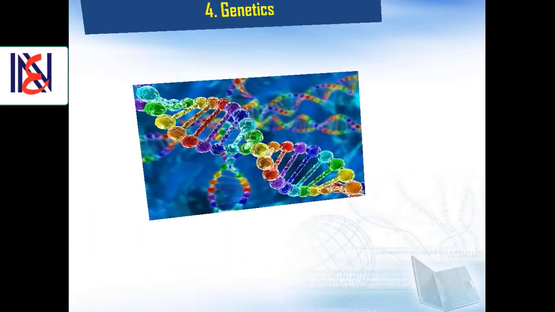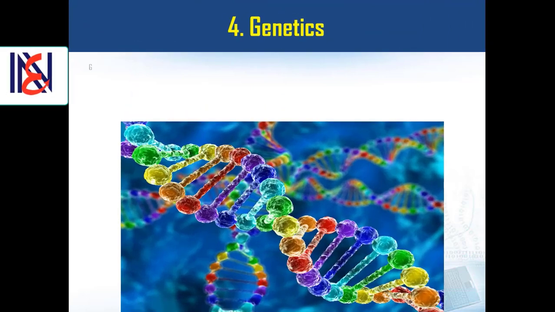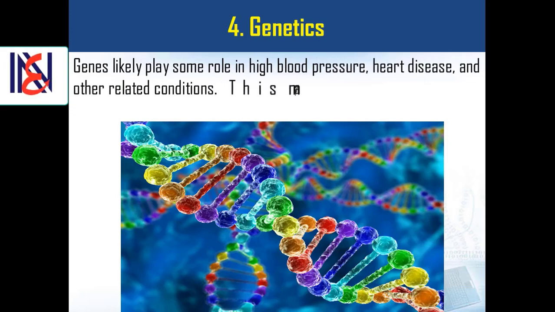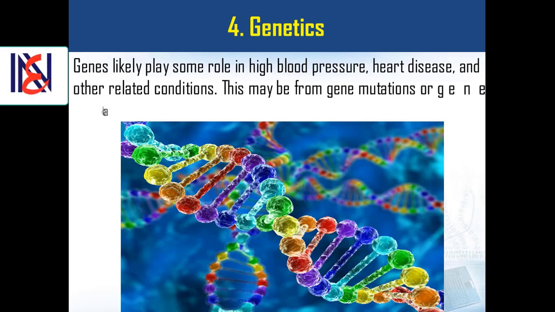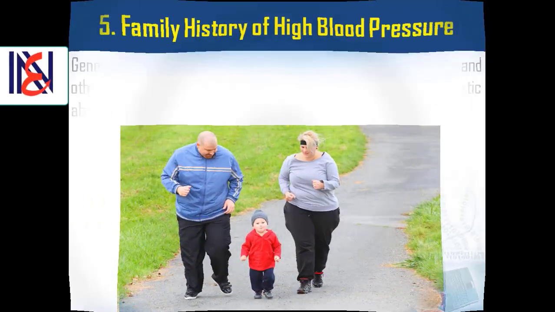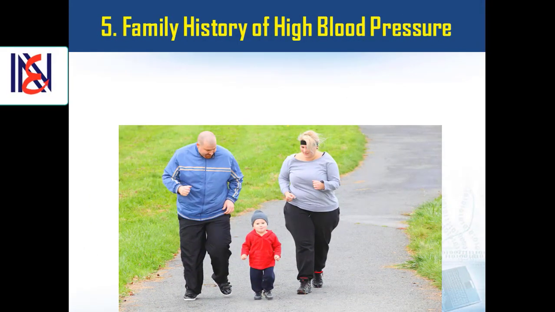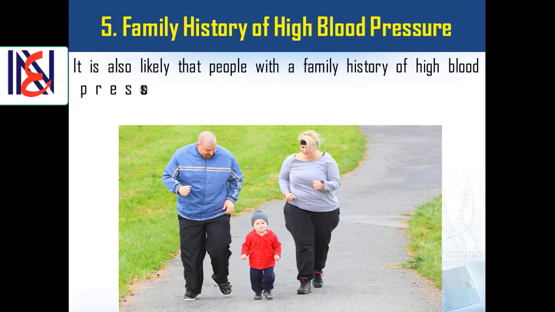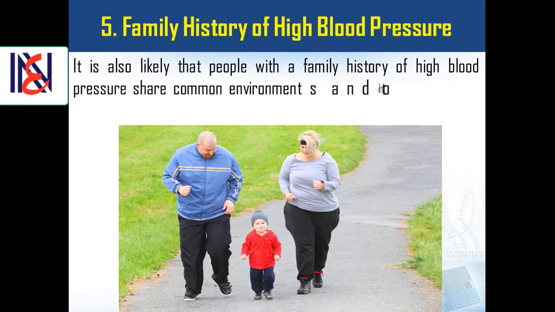4. Genetics. Genes likely play some role in high blood pressure, heart disease, and other related conditions. This may be from gene mutations or genetic abnormalities inherited from your parents. 5. Family history of high blood pressure. It is also likely that people with a family history of high blood pressure share common environments and other potential factors that increase their risk of hypertension.